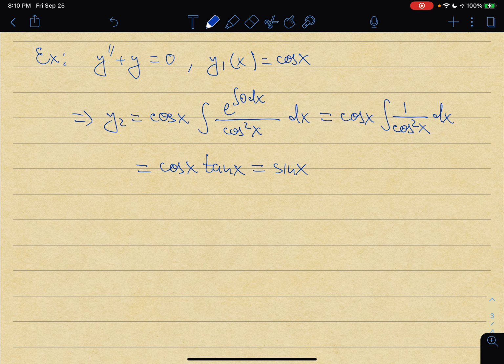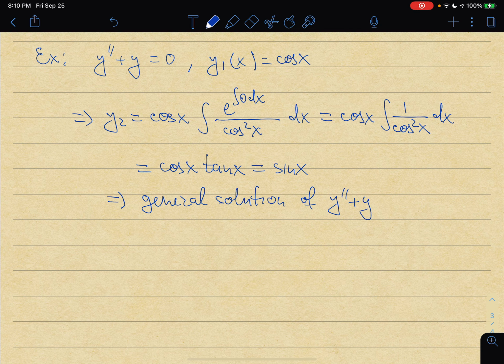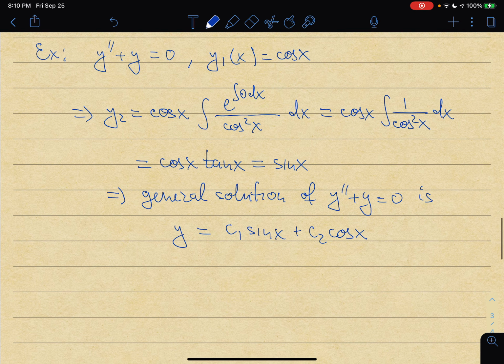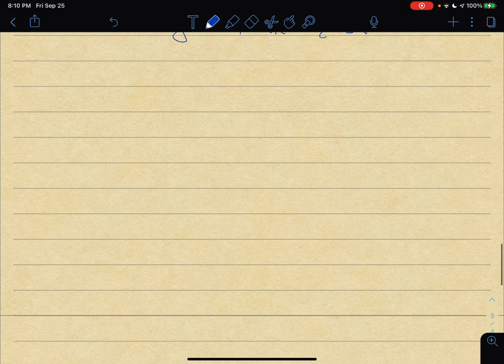And so then the general solution of the ODE y double prime plus y equal to 0 is a linear combination of these two solutions that we have: C1 sine x plus C2 cosine x. And let me do one more example.